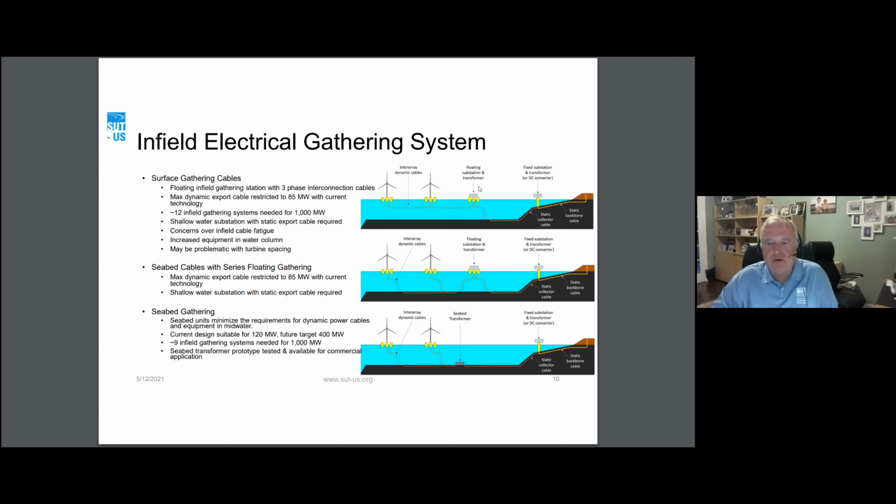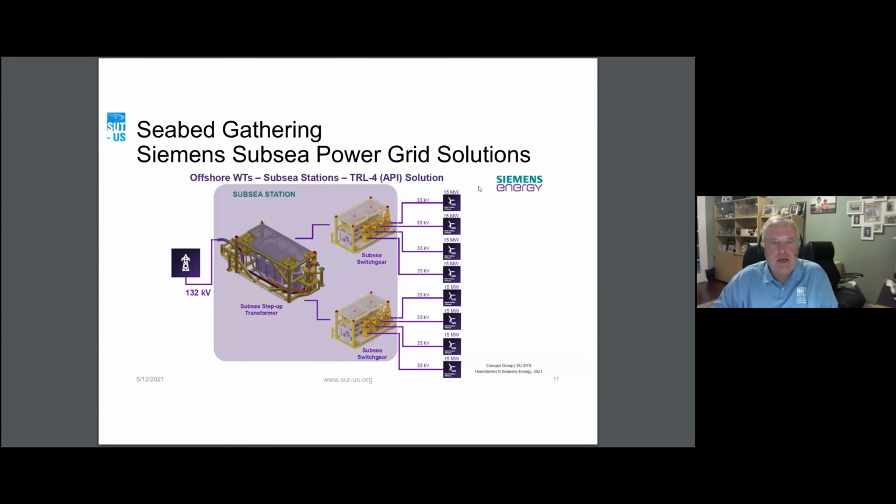Okay, so let's move on. So here we have a seabed gathering system. This is a schematic I've got from Siemens, as you see, Siemens Energy. They're pushing this, and the next one up from this is going to be available next year.